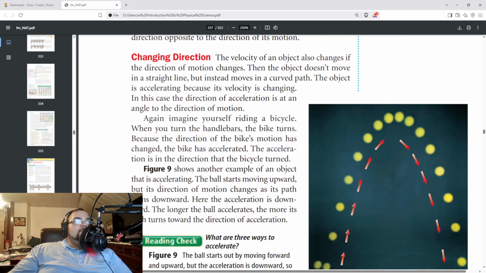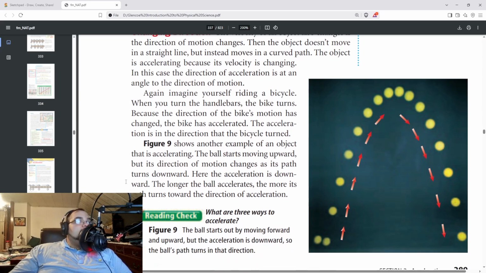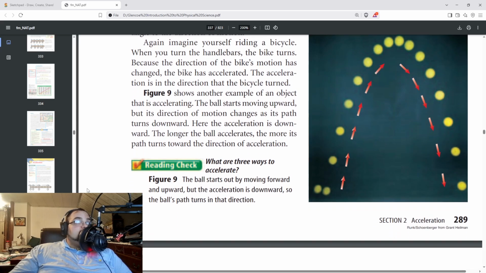The velocity of an object also changes if the direction of the motion changes. Then the object doesn't move in a straight line, but instead it moves in a curved path. The object's accelerating because the velocity is changing. In this case, the direction of acceleration is at an angle to the direction of the motion.